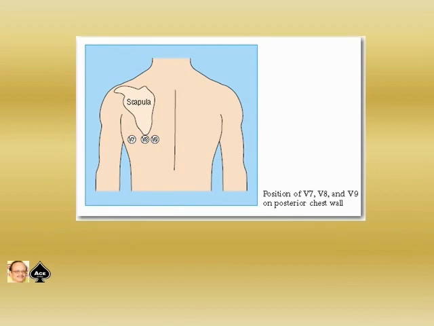Now this picture shows the position of V7, V8 and V9 on the posterior chest wall below the inferior angle of the scapula, from lateral to medial. The positioning of 7, 8 and 9.